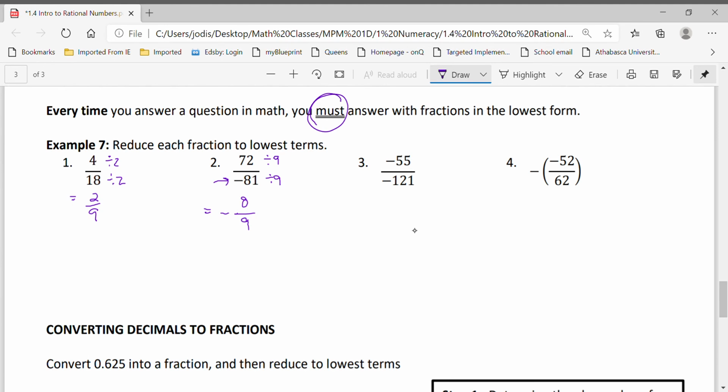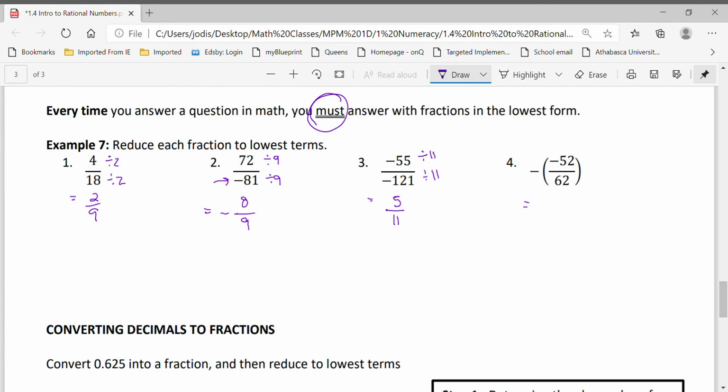We have 55 and 121. Hopefully that makes you think of 11. So in this case, we would divide both by 11, so we have 5 over 11. And because we had 2 negatives, that gives us a positive.